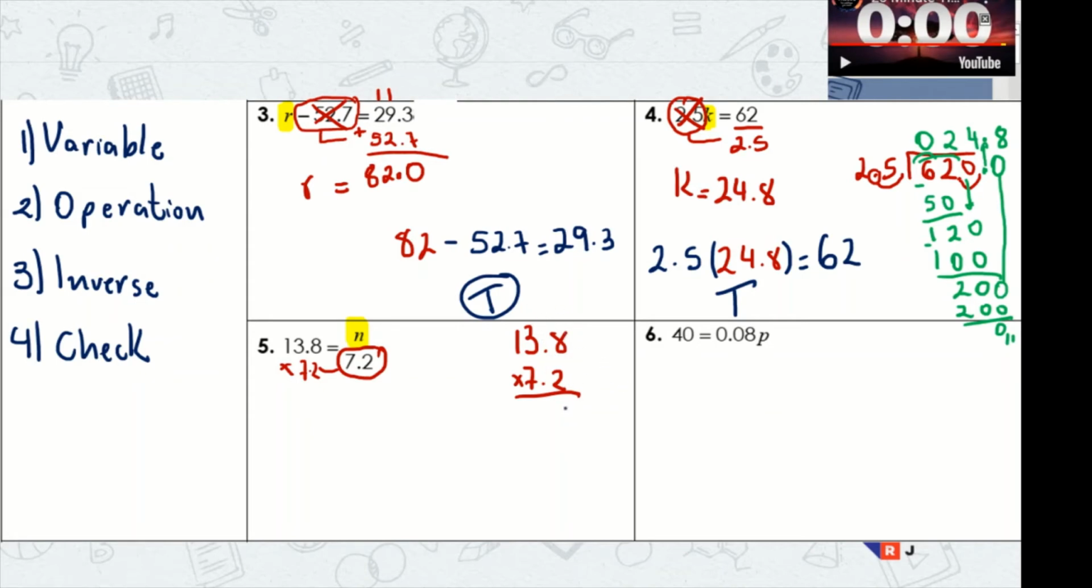2 times 8, 16. Carry 1. 2 times 3, 6. Plus 1, 7. 2 times 1, 2. Great. Right now I finish with the ones. Let's go to the tens. I need to start in the tens place. 7 times 8, 56. Carry 5. 7 times 3, 21. Plus 5, 26. Carry 2. 7 times 1, 7. Plus 2, 9.